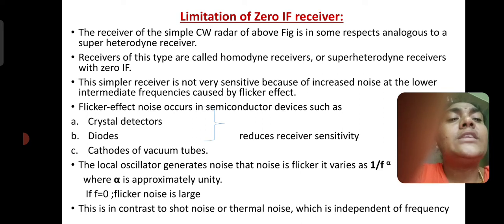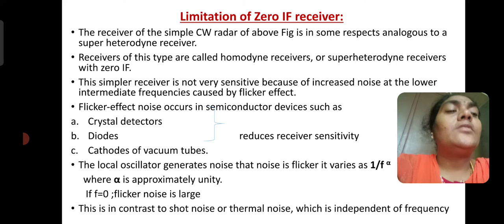The local oscillator generates a noise. This noise is called flicker noise. It varies as 1 by f to the power alpha, where alpha is approximately unity. At low frequency the flicker noise is large, in contrast to shot noise or thermal noise, which is independent of frequency.